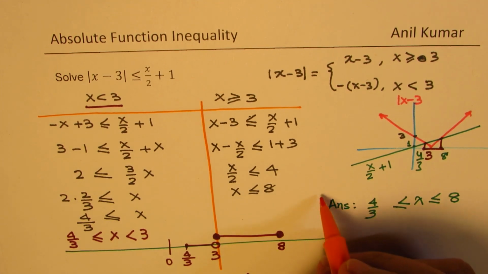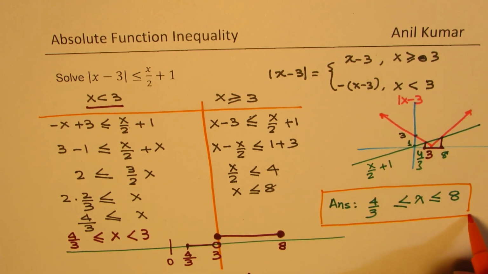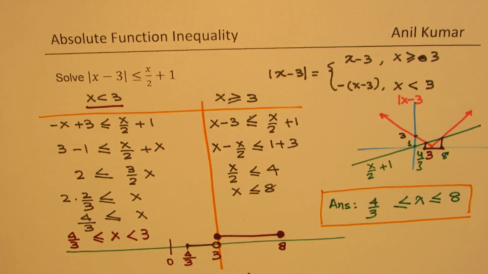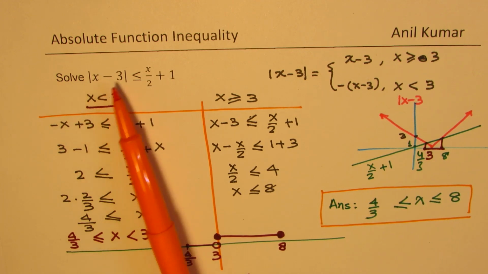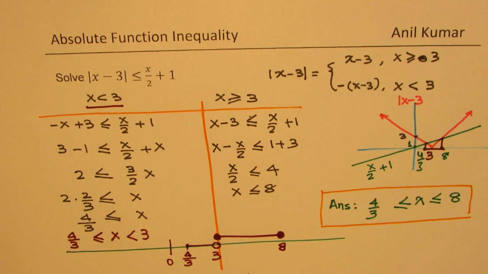Perfect. So I hope the steps are absolutely clear. Remember, whenever you have an absolute function, it should be split into piecewise functions and each piece should be solved for a common solution. And then you get your complete solution by combining the two as we have done in this particular case.